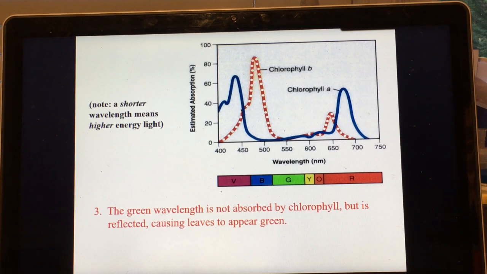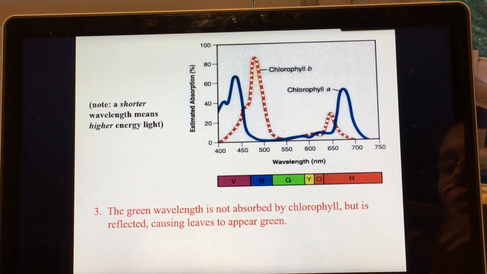different ranges. If you look, the green wavelength, the one in the middle, is the one that is least absorbed by chlorophyll, and it is reflected. And that's why leaves look green to us, because they're reflecting the green wavelength and it bounces off of the leaf and into our eye.